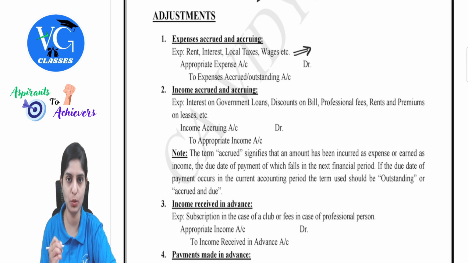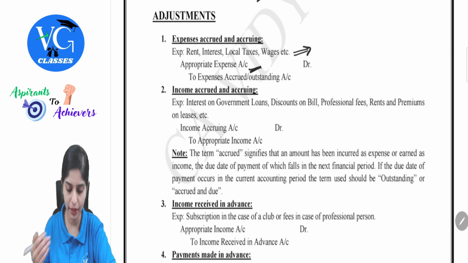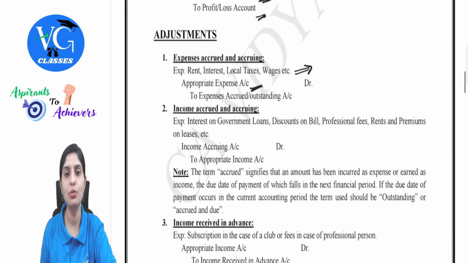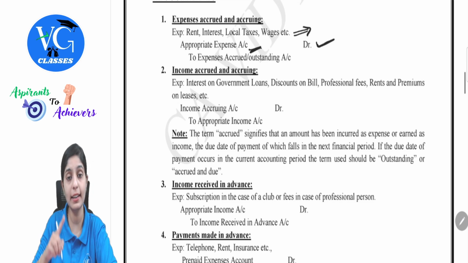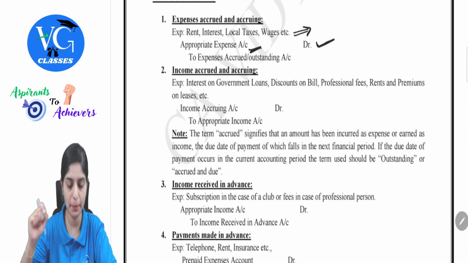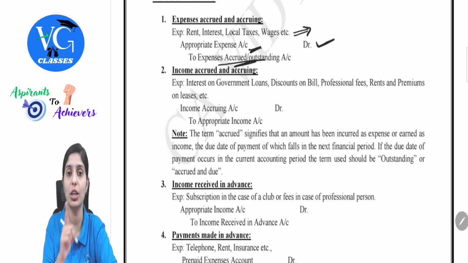So the entry for this will be: the respective expense account, be it salary, rent, wages, or any particular expense account, debit to outstanding expenses. That is, first you debit the expense and then classify it as a liability. Liability will have a credit balance. So, to outstanding expenses. Same logic as we understood for closing stock, guys.